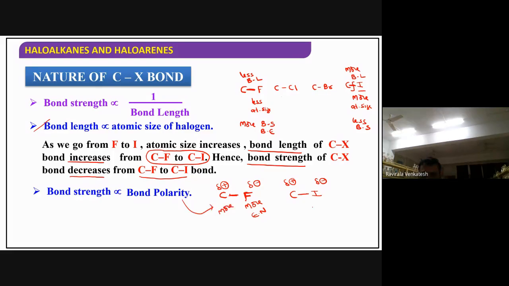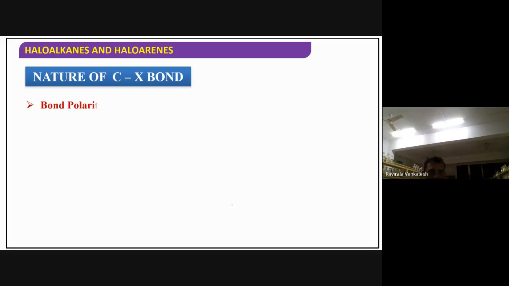Whereas here, iodine is less electronegative, so you are getting very less bond polarity. Why? Because the difference between the electronegativity of carbon and iodine will be less here. If it is more, the electronegativity difference will also be more. That is the reason.